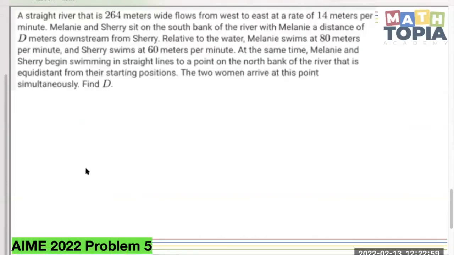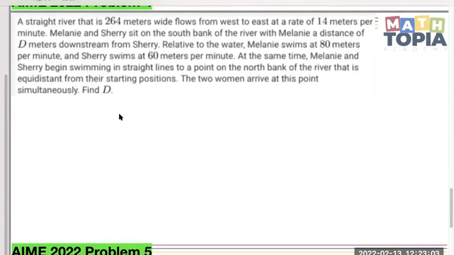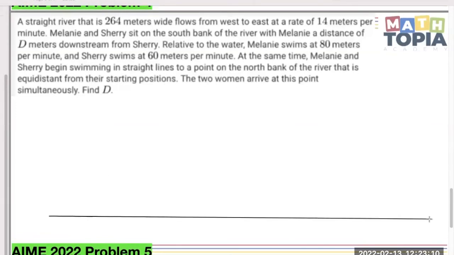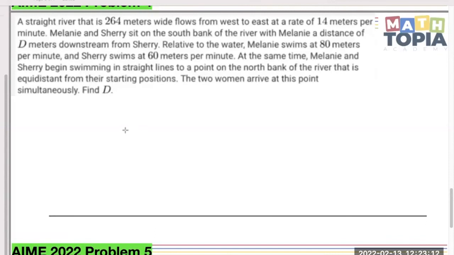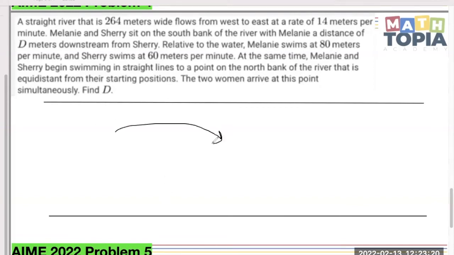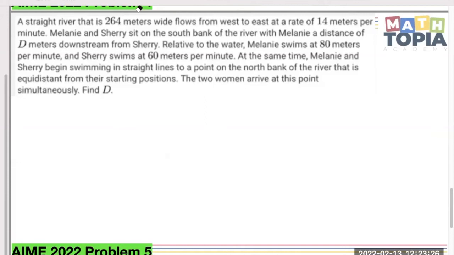Finally, we're at number 5. All right, so this one is actually a very cool problem. So we have a straight river, so let's draw in our river. It's 264 meters wide, and it flows from west to east at a rate of 14 meters a minute. So every minute it goes 14 meters to the right.